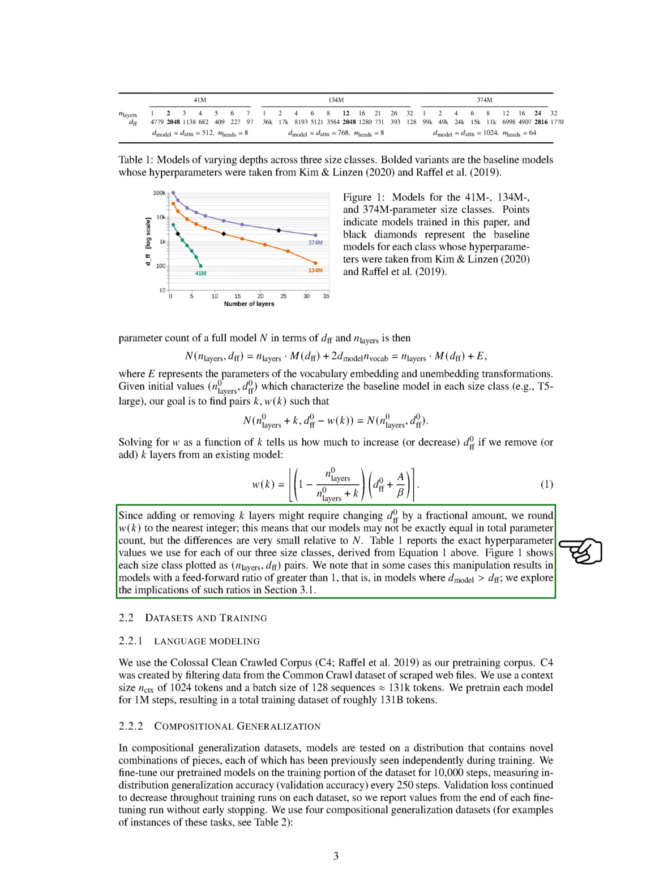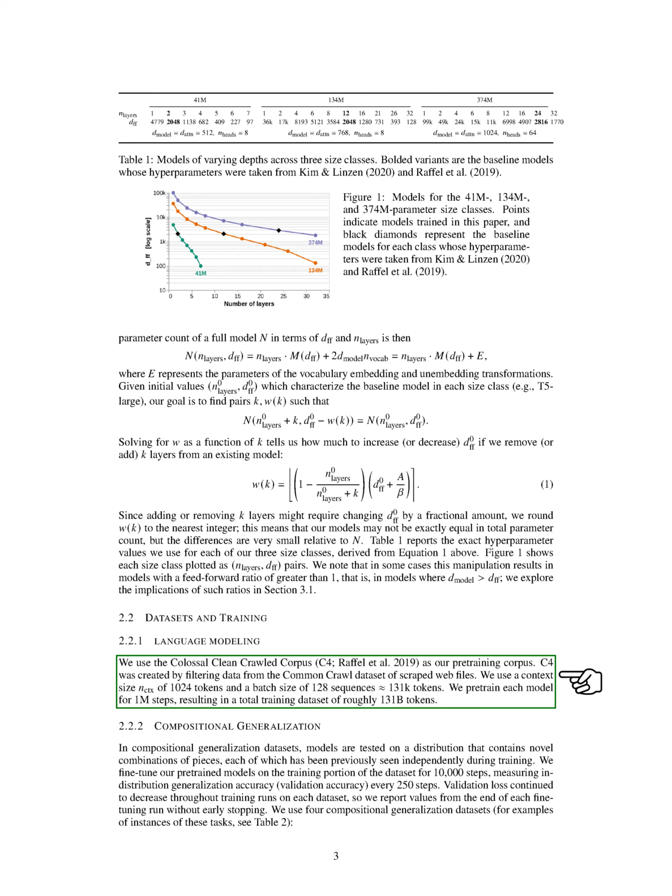Section. Language modeling. We're going to talk about language modeling using the Colossal Clean Crawled Corpus, or C4 for short. This corpus was created by filtering data from a dataset of web files known as the Common Crawl. We use a context size of 1024 tokens and a batch size of 128 sequences, which is roughly equivalent to 131,000 tokens. We train each model for one step, resulting in a total training dataset of about 131,000 tokens.